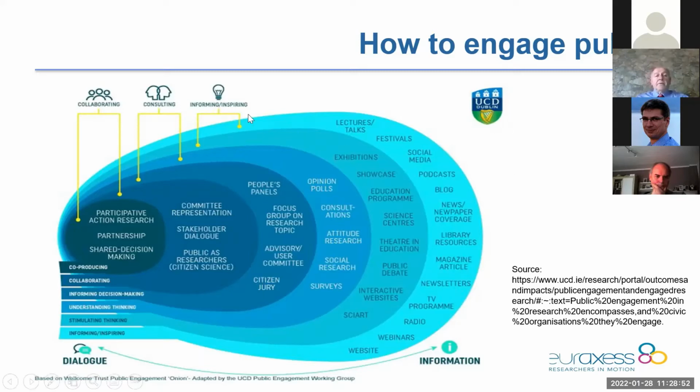And finally, if we speak about informing people or inspiring people, there are many possibilities, like exhibitions, showcases, education programs, science centers, art in education, or public debate, and so on. And of course, if you want to approach a really very wide public as a whole, you can use festivals, social media, podcasts, blogs, newspapers, library resources, magazine articles, newsletters, TV programs, radio, webinars, and websites. So those are the possibilities for how to engage people.